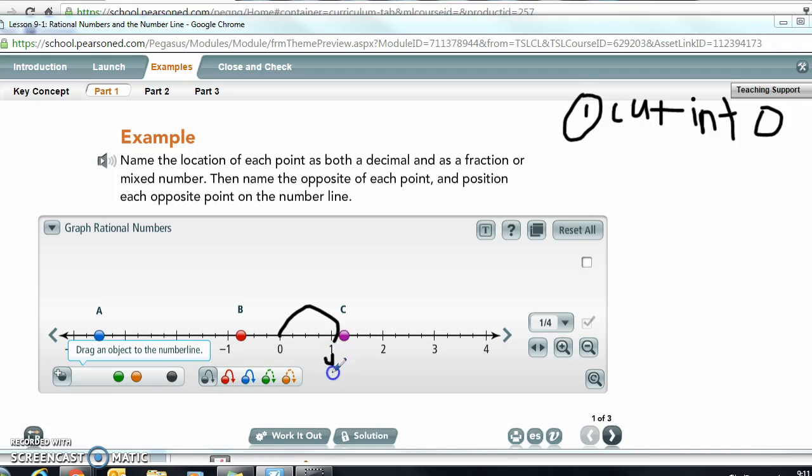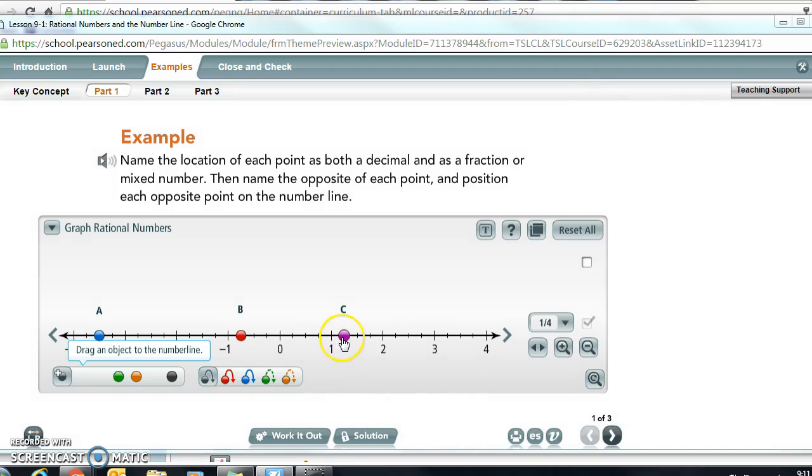So if I have 4 over 4 equals 1, I know that each one of these lines then must equal 1/4. Okay, so when I do that, I know that the purple dot must be positive 1 and 1/4. So go ahead and write that in your notes. 1 and 1/4. Well, the opposite of positive 1 and 1/4 will be negative 1 and 1/4.